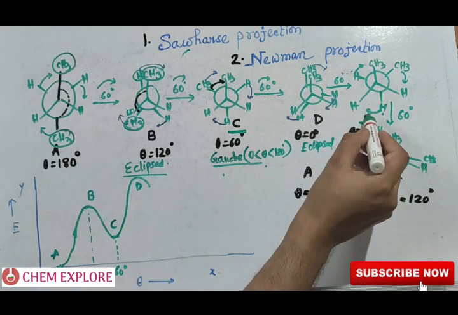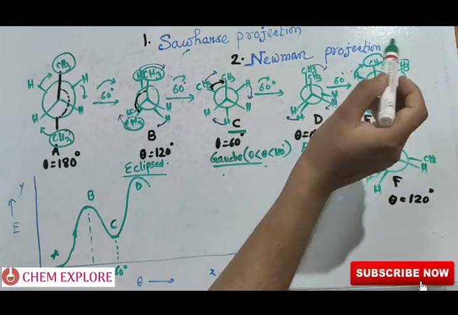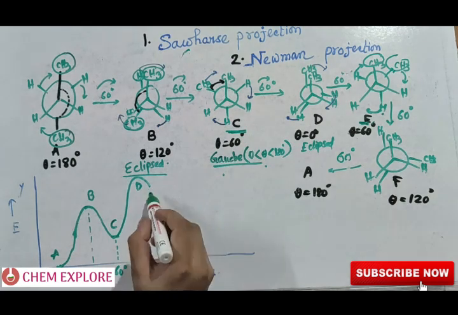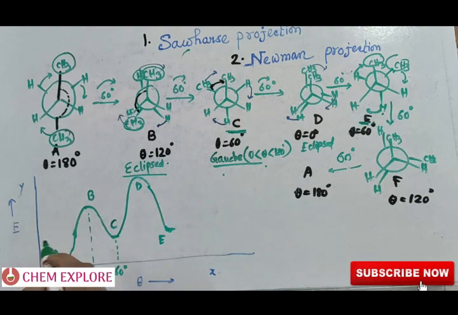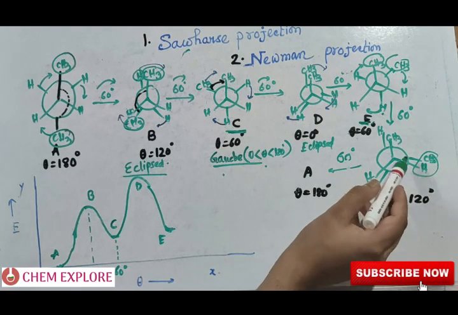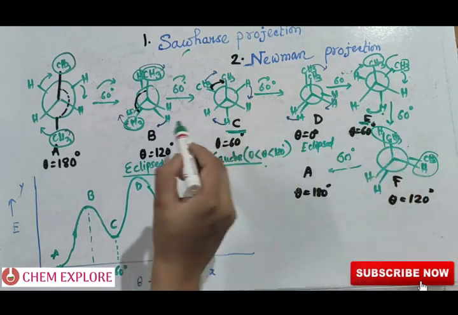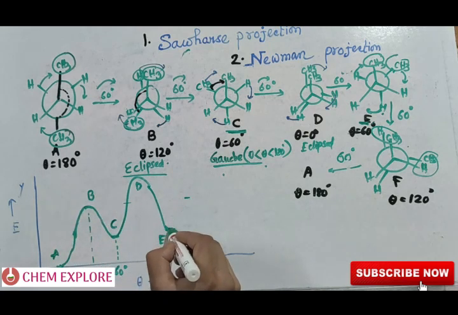Now after D, E is coming, where these two methyls are gauche. This is equivalent to C, so you'll get a C again, but actually the numbering is E, but this is equivalent to C. After C, you'll get F, where this CH3-hydrogen interaction is similar to B, so you'll get the same energy as this B.